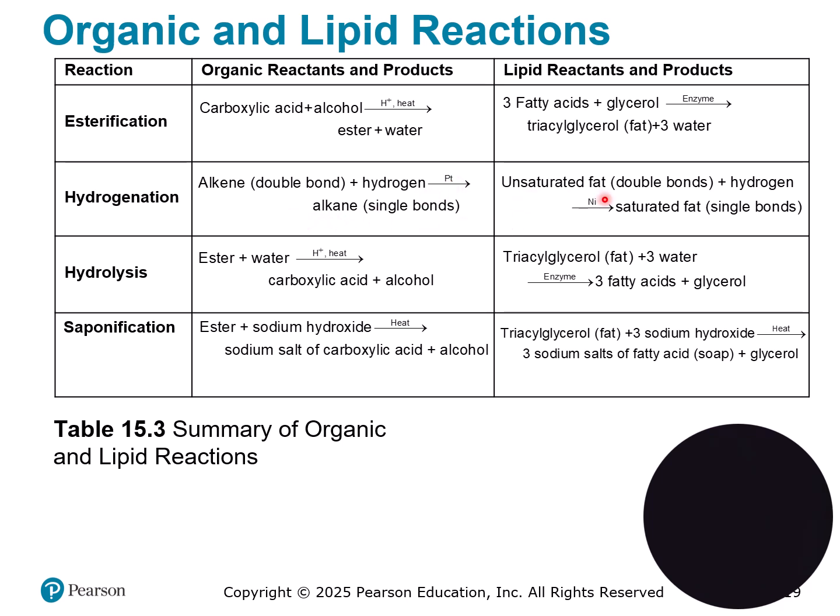It's the same thing when we think about lipids reacting. The unsaturated fat, which is a triacylglycerol with double bonds in its fatty acids, you can add hydrogen and nickel, and you get a saturated fat where the double bond is turned into a single bond. It goes from an alkene to an alkane on the fatty acid. We've seen all this chemistry.